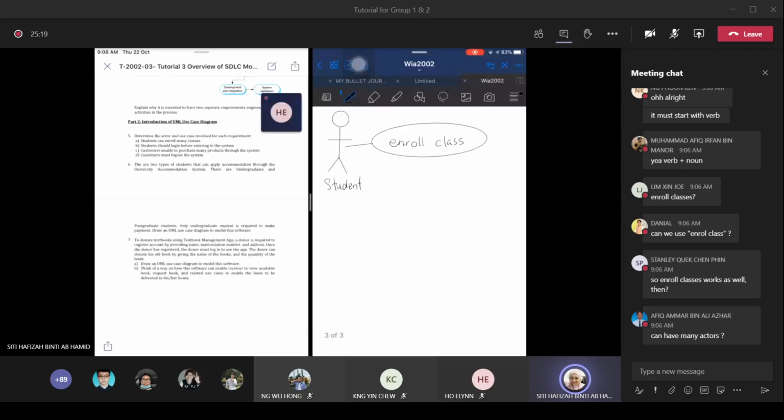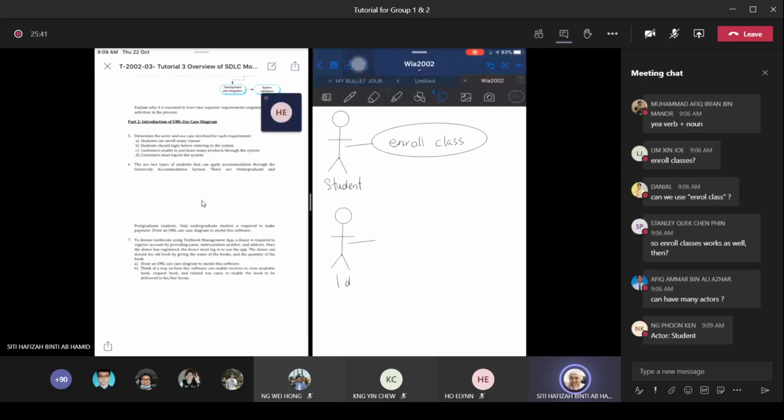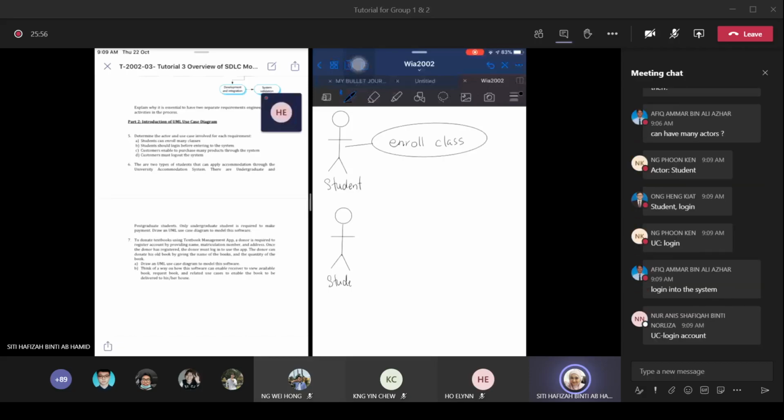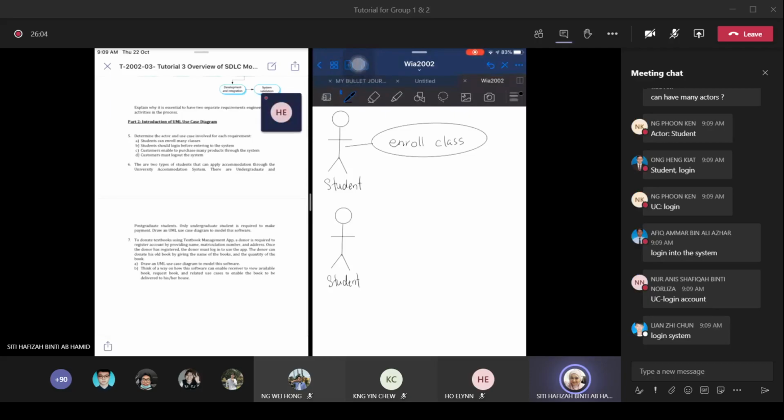And then second question: students should log in before entering the system. So what is the actor? Anyone? Actor, student, okay, correct. The use case? Same thing, right? Should log in before entering the system. So the use case is login account, login, can. But usually we put login. Okay, it's something like this.